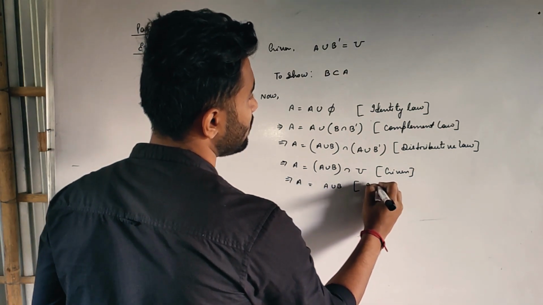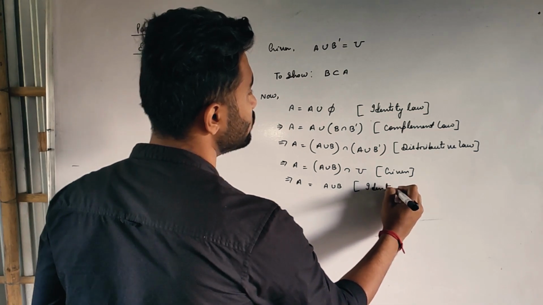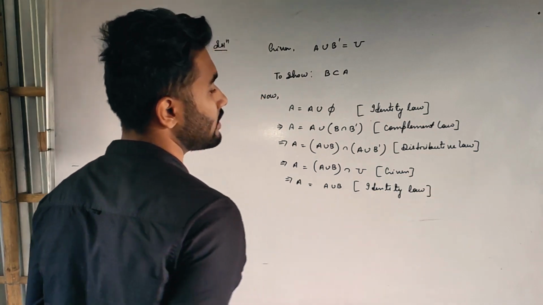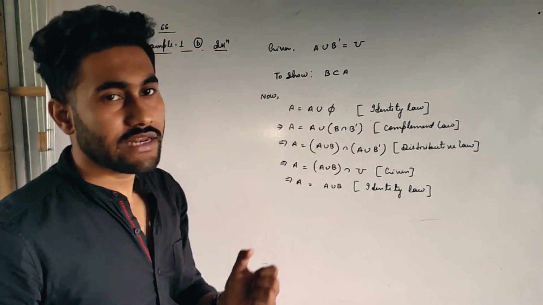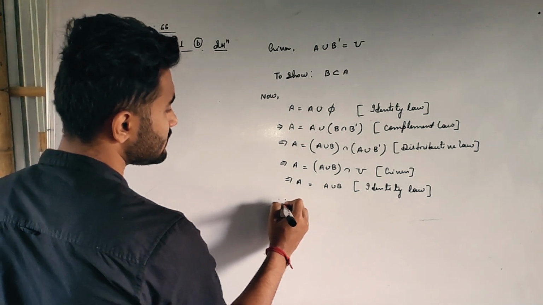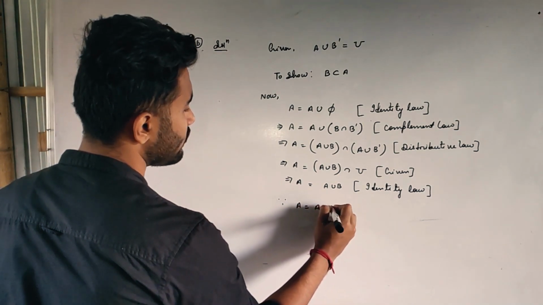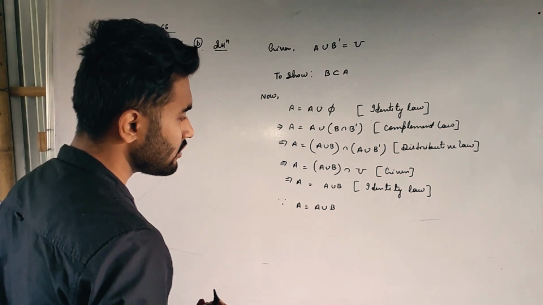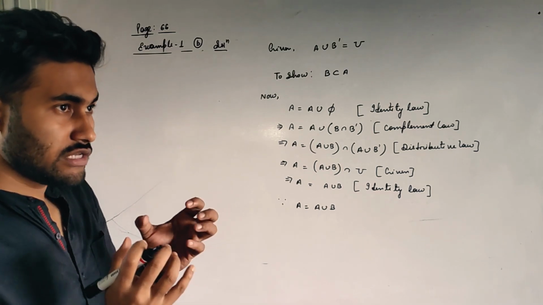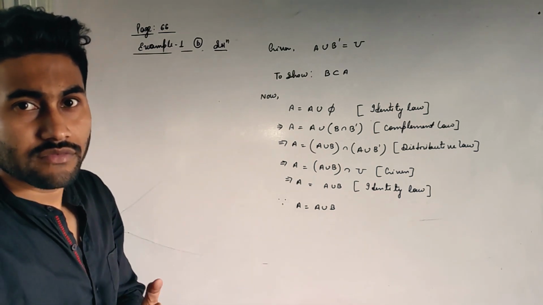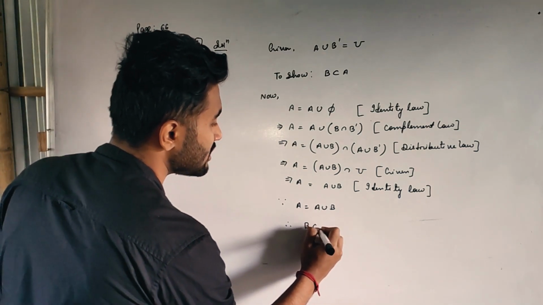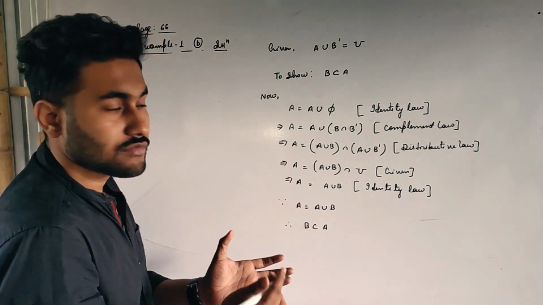And this is known as the identity law, which is also known as the law of U. In higher classes they write it as the law of U; if you write that it is correct and no marks will be cut. This is the law of U, the law of phi, and as a whole you can say identity law. Since A is equal to A union B, what does this mean? Intersection means common, union means everything is A, so B must be a subset of A.